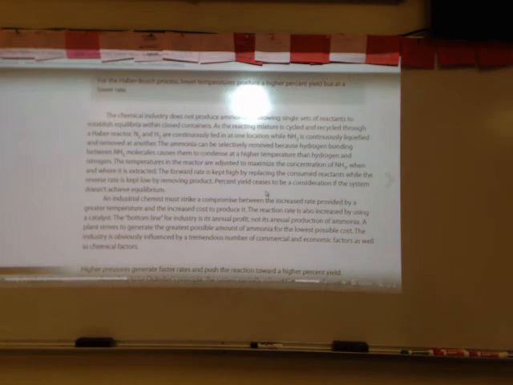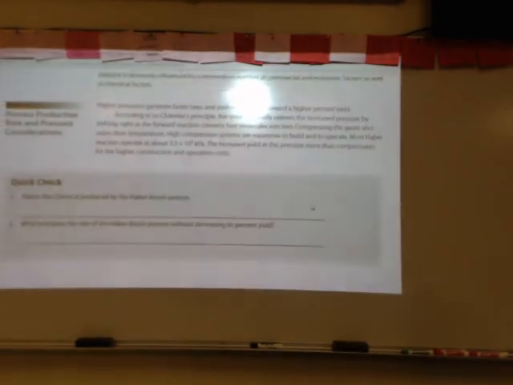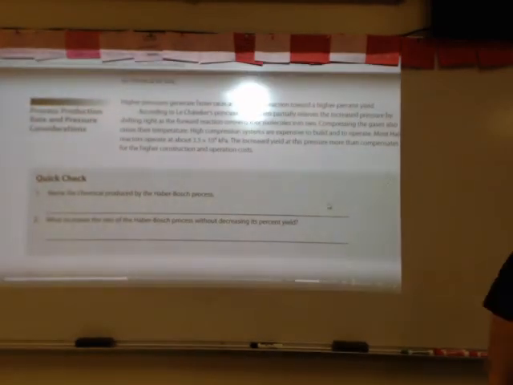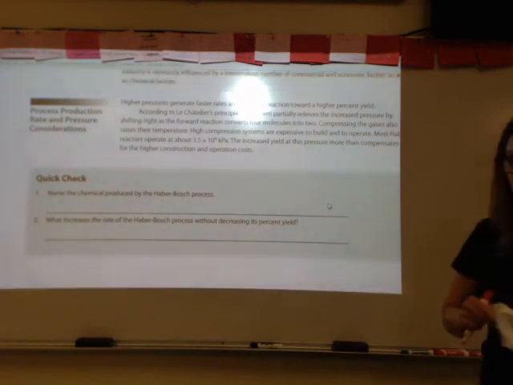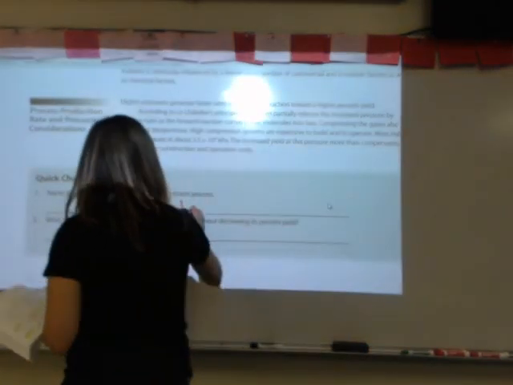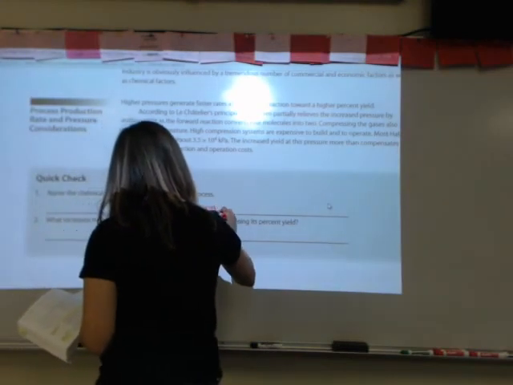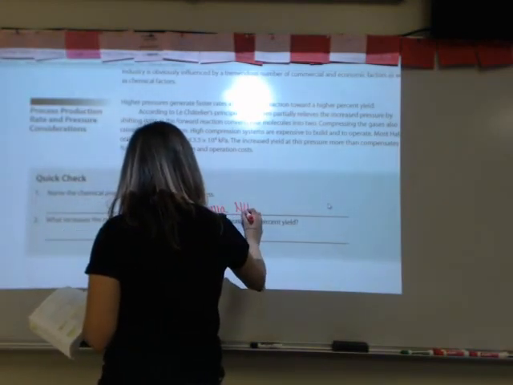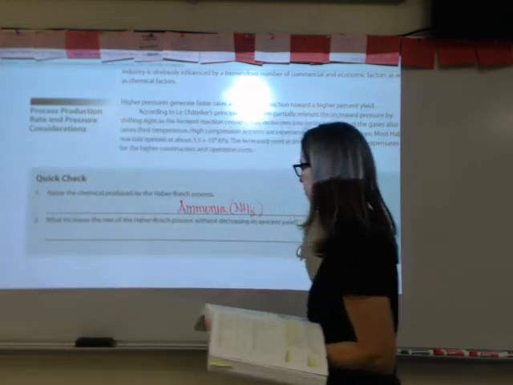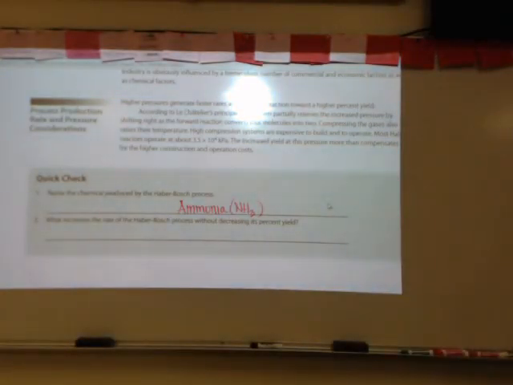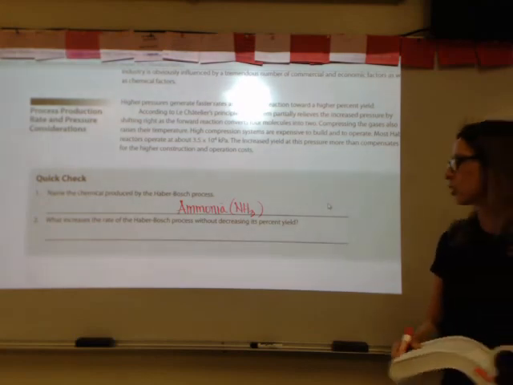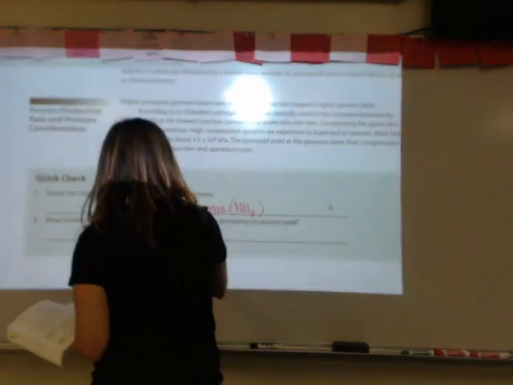In the quick check here, it says name the chemical produced by the Haber-Bosch process. That is ammonia, which is NH3. And what increases the rate of the Haber-Bosch process without decreasing its percent yield? That would be adding a catalyst.